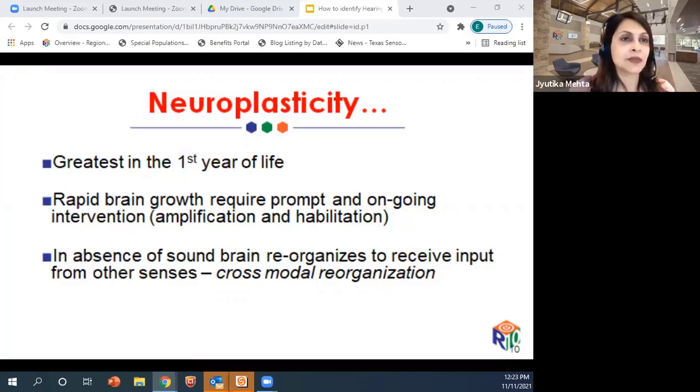ways, using the modalities that are already present, tactile or, I think primarily it is the tactile. We don't use much of olfactory or the taste buds in terms of communication. But we do know that in absence of sound or absence of vision, the brain does reorganize to receive input from the other senses. And that is what is referred to in the literature as crossmodal reorganization. The senses that are working take over larger and larger parts of the brain.